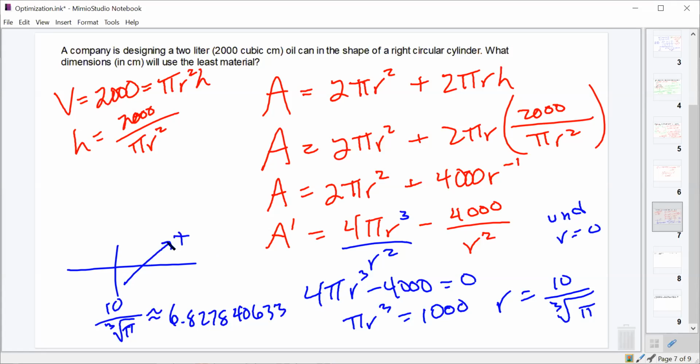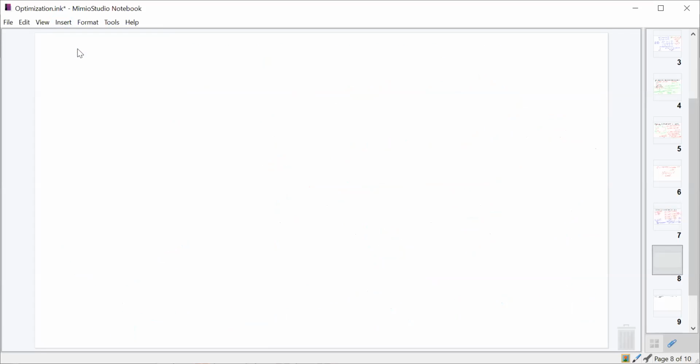And plug in something like 1 that's less than that. Denominator is still going to be positive, and the numerator is going to be negative, right? 4 pi minus 4,000 is definitely negative. And so we can see that it's a minimum. And so the dimensions would be a radius of 10 over the cube root of pi, and we can find our height, because height is equal to 2,000 over pi r squared, right?